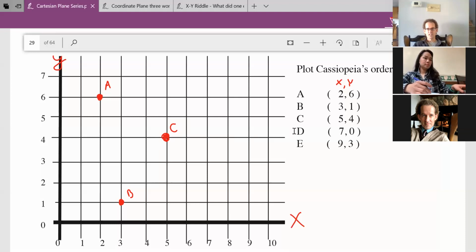And then I have one that has a 0 in it. And when you see 0, you don't go up or down. You just stay on the x-axis. So I count over 7. So here's 7 over here. But I don't go up and I don't go down because it says 0. So I actually put a point right on the x-axis. And that point is D. And then one more, E, I go over 9 and I go up 3. And I would label this E.